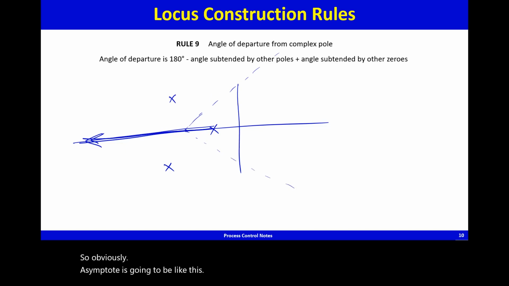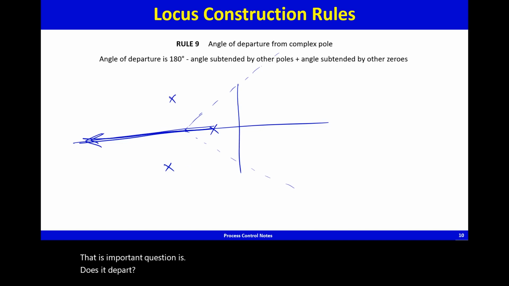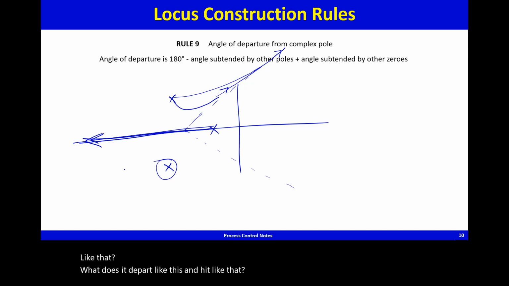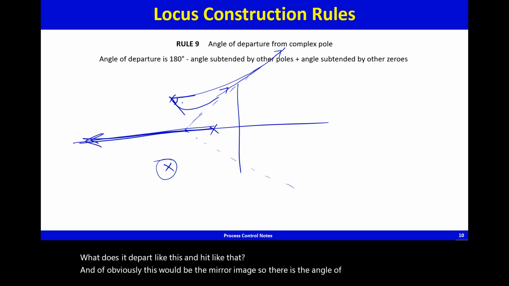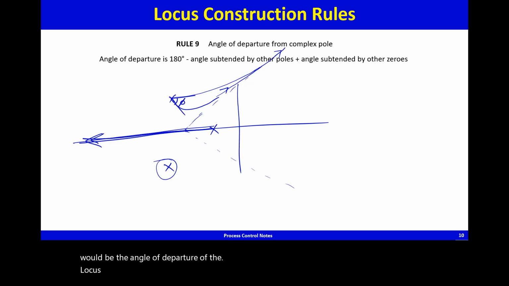Now from this point the locus departs and it will hit this asymptote, and from this point the locus will depart and hit that asymptote. Now the question is, does it depart like this and hit like that, or does it depart like this and hit like that? And obviously this would be the mirror image. So there is the angle of departure. So this would be the angle of departure of the locus from a complex pole.